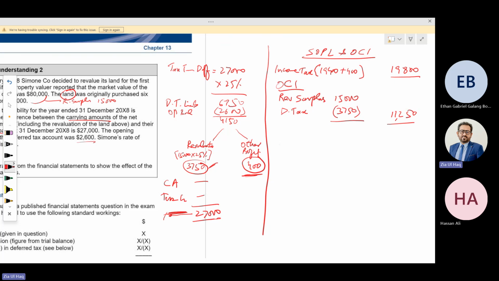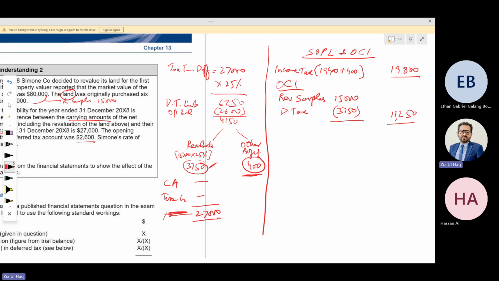So from this question, what we have learned is that if there is any revaluation of an asset, the taxable temporary differences include the difference due to revaluation surplus as well. What we need to do is make a separate deferred tax liability relating to revaluation surplus and relating to other profit. Other profit could mean depreciation or provision or something else. And revaluation surplus we do not record in the profit and loss account, we record in other comprehensive income.